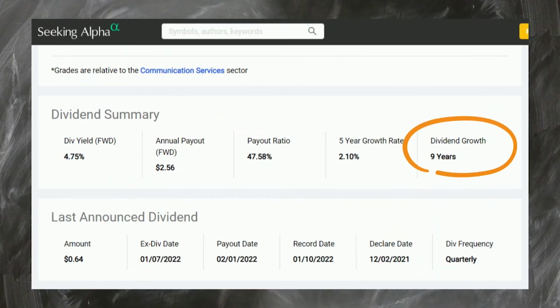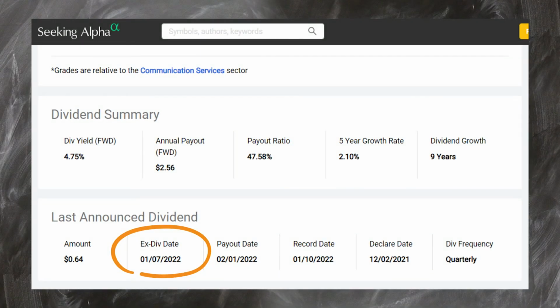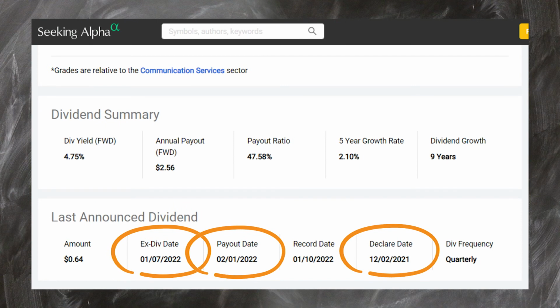Dividend growth shows how many consecutive years a company has increased their dividend. This is important because it's a general indication that the company is growing and sharing that growth with its investors. With the next section, the important items are ex-dividend date, which shows you the date you must own the stock to receive the next dividend payment. The payout date, which is pretty self-explanatory, it's the date they give you your money, and the declared date, which is the date that they announce the next dividend.